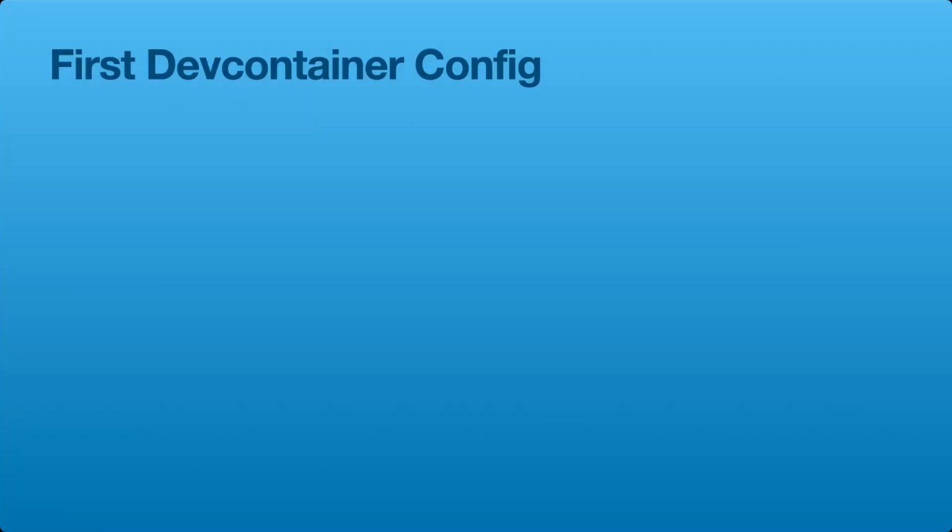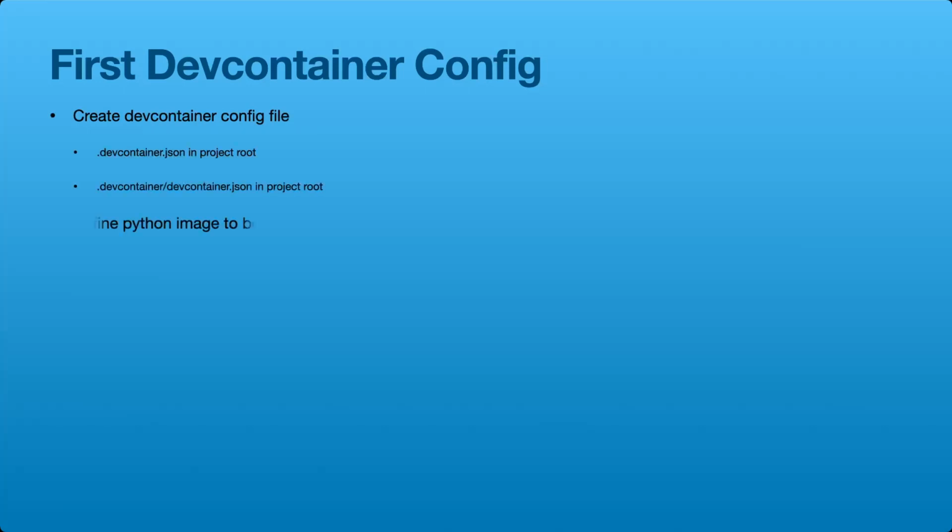In this session, we are going to create our very first DevContainer config. Basically, there are two ways in which you can create a DevContainer config file. One is to create a .devcontainer.json file within the project root, and another way is to create a .devcontainer directory and have a devcontainer.json file within that directory. They both have their own advantages and disadvantages. What I'm going to do is go with the .devcontainer directory, so we can keep all the assets related to devcontainer separate. And in this session, we are going to keep it very simple.